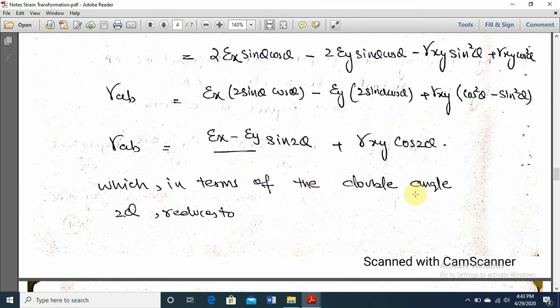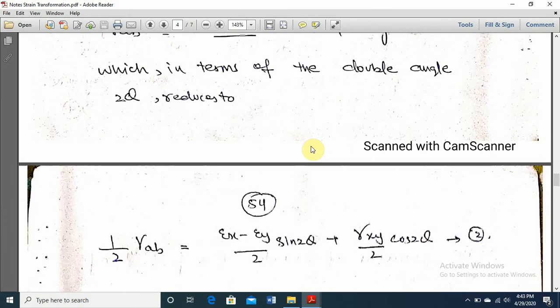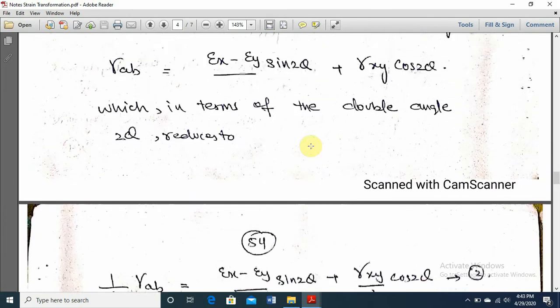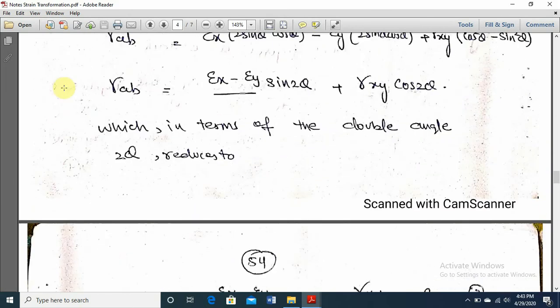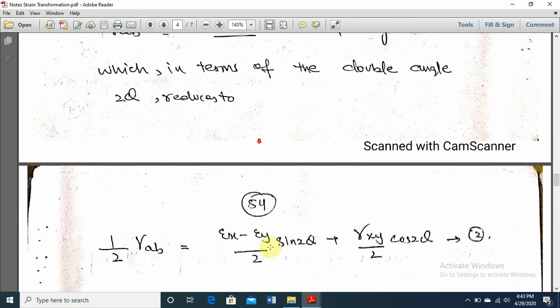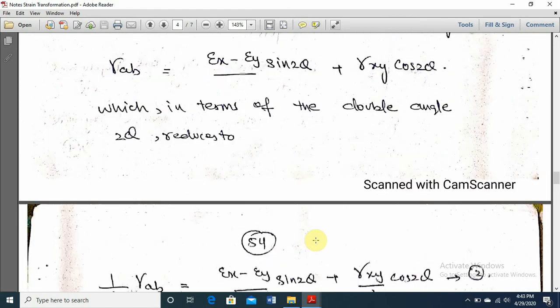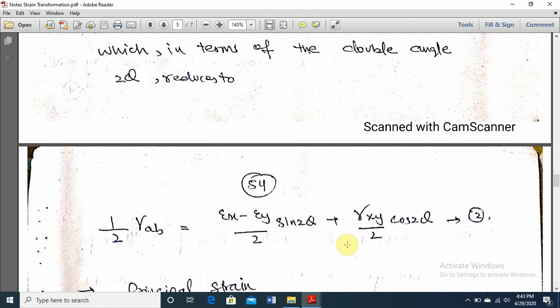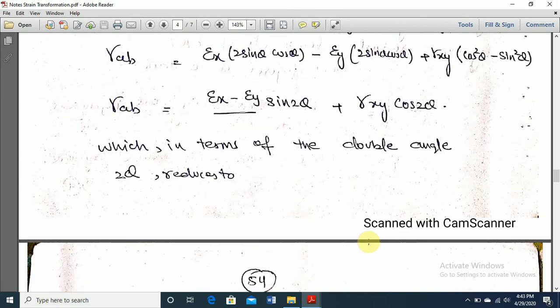which in terms of the double angle 2 theta reduces to, if you use the double angle identity, this will become equal to 1 by 2 gamma AB is equal to (Ex minus Ey) divided by 2 into sin 2 theta plus gamma xy divided by 2 into cos 2 theta.